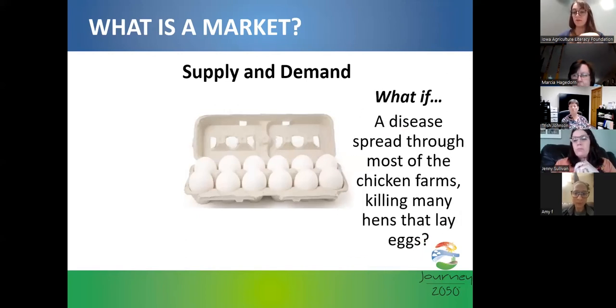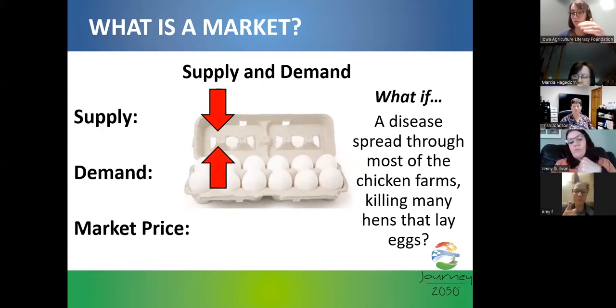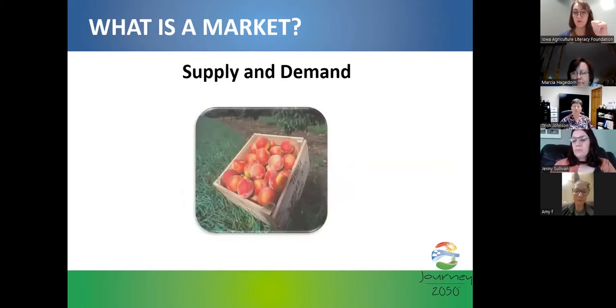What if a disease spread through most of the chicken farms, killing many hens that lay eggs? I think we probably all remember this happening. Okay, so what would happen to our supply if we have fewer laying hens? Supply is going down. That's right. So then what would happen to the demand if we have fewer laying hens? Demand goes up. So then what happens to the market price? Up. We get very expensive omelets when we have fewer eggs to purchase. That's right. Okay, one more.